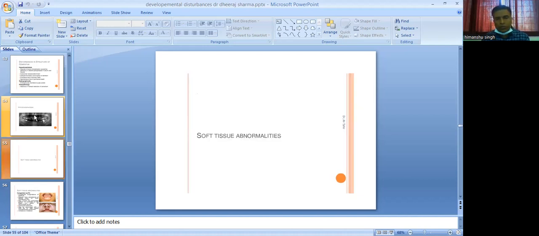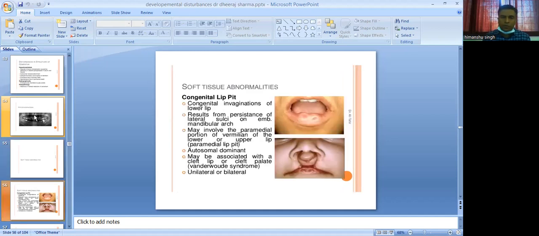Now, coming on to the soft tissue abnormalities. First, we have congenital lip pits. These are congenital invaginations on the lower lip. It results from the persistence of lateral sulci on the embryonic mandibular arch. It involves the vermilion portion of the lower or upper lip. It is an autosomal dominant condition. It may be associated with cleft lip or palate. It may be unilateral or bilateral.